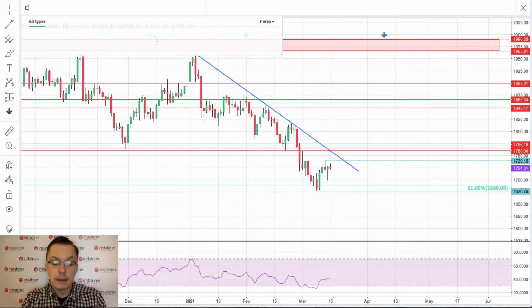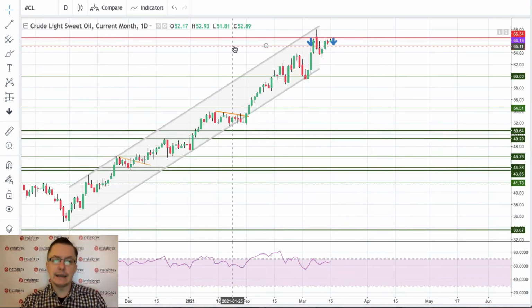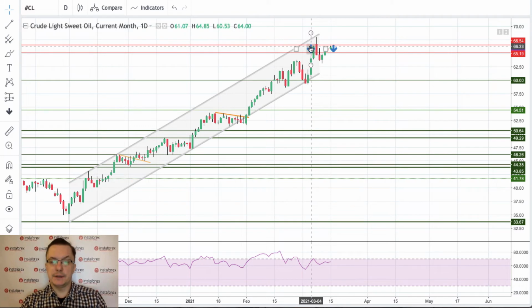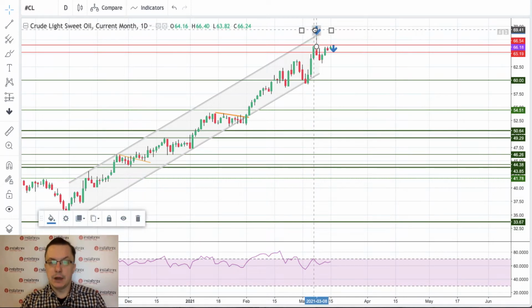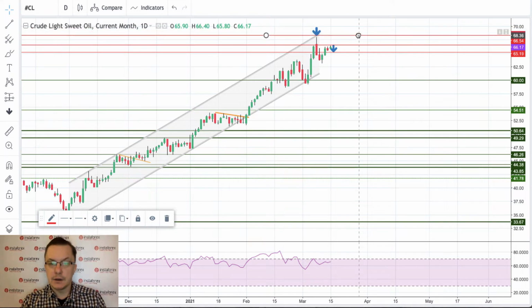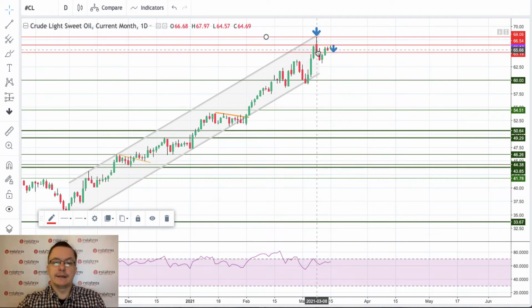So crude oil, daily time frame chart, current month. What do we have here? The first thing is our zone 75.19, 76.55 violated, new high. We got a new high here made at the level of 68, I guess this is 67.97.